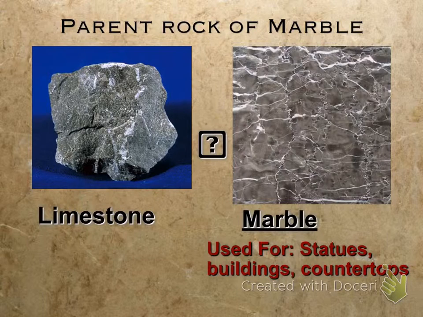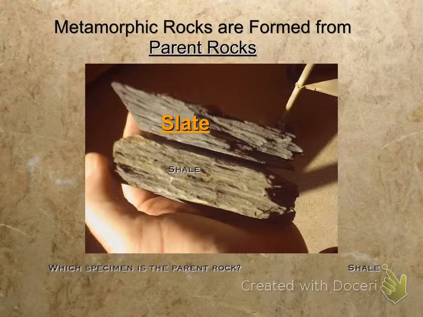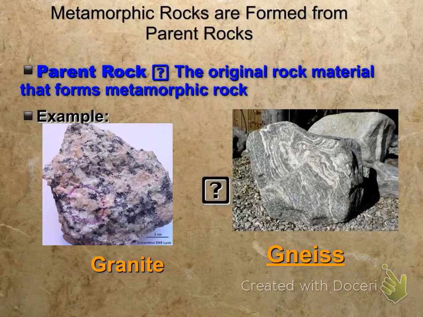Same thing with limestone. Limestone is a sedimentary rock, and when it's exposed to heat and pressure, it turns into marble. Shale, another sedimentary rock, will turn into slate. And granite, which is an igneous rock, when it's metamorphosed, it turns into a rock called gneiss. So the parent rock, again, is the original rock material that forms the metamorphic rock.